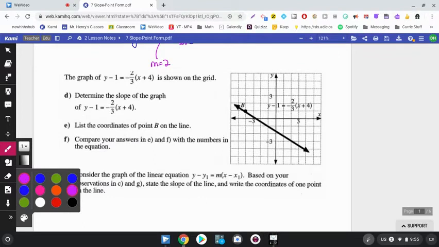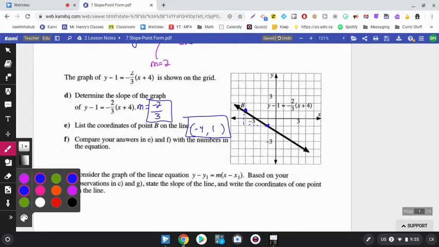All right, let's take a look at this one. Y minus 1 equals negative 2/3, x plus 4. Determine the slope. Well, slope, okay, I've got B again. I've got 1 point. Let's find another one. Looks like pretty close to it. Looks like another good point. Rise over run, down 2. So slope equals negative 2 over 1, 2, 3, negative 2/3. Huh. Maybe I see that in my equation. And then it says list the coordinates of B. Okay, well, I was back 4, so my x is negative 4. And then it's up 1, so negative 4 comma 1.